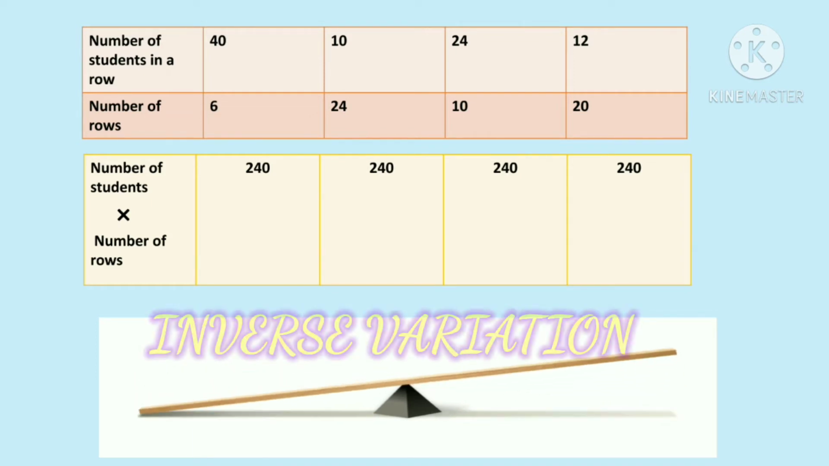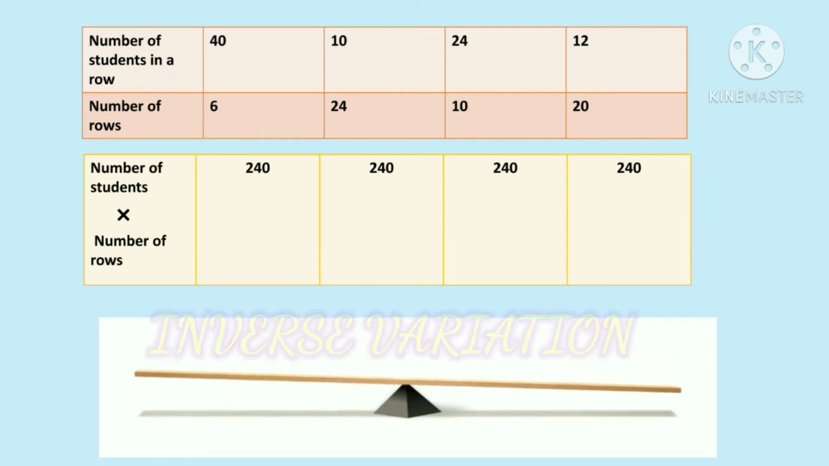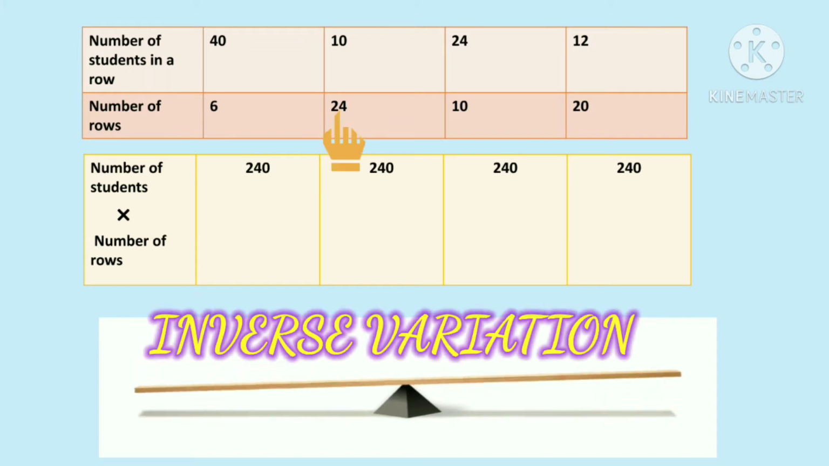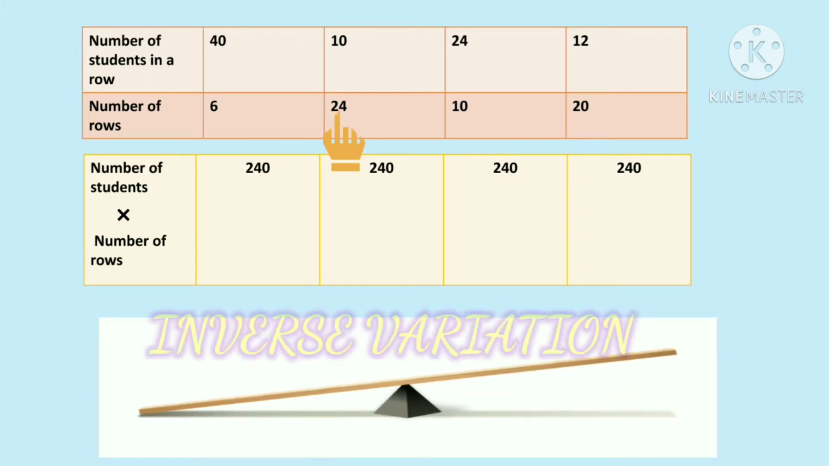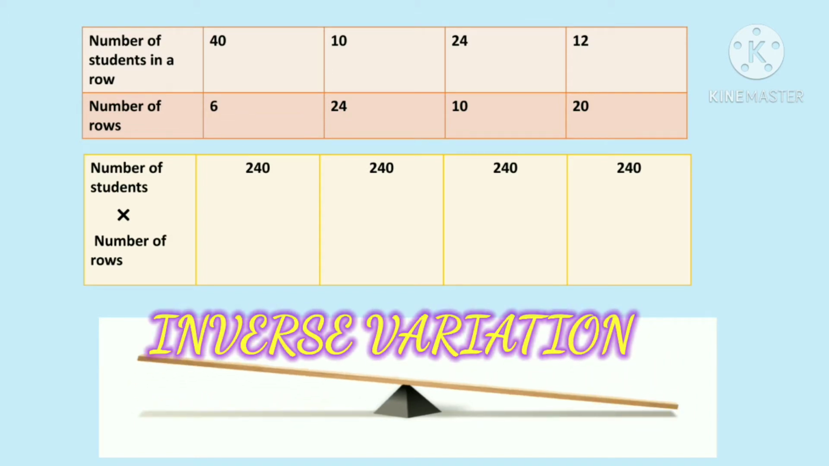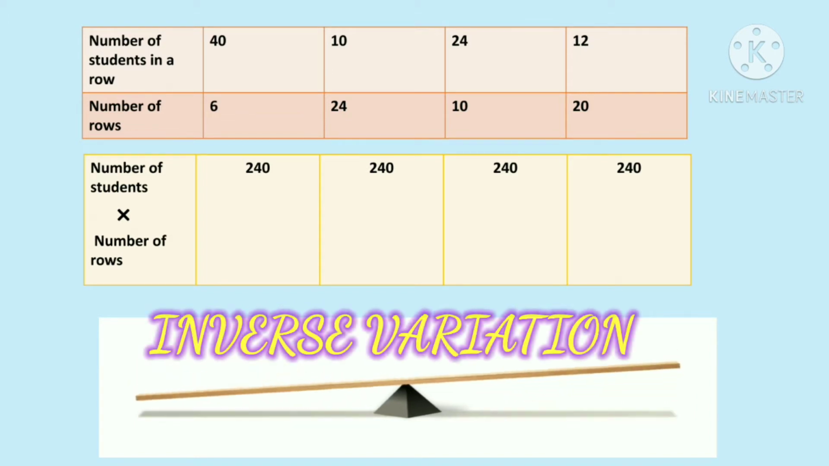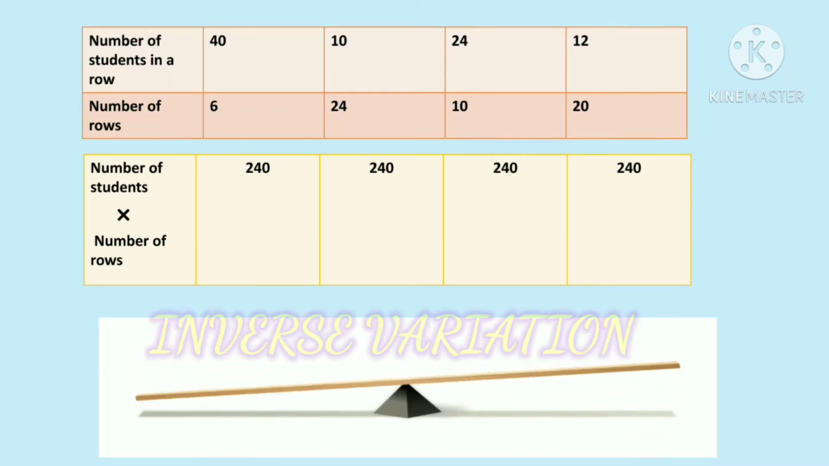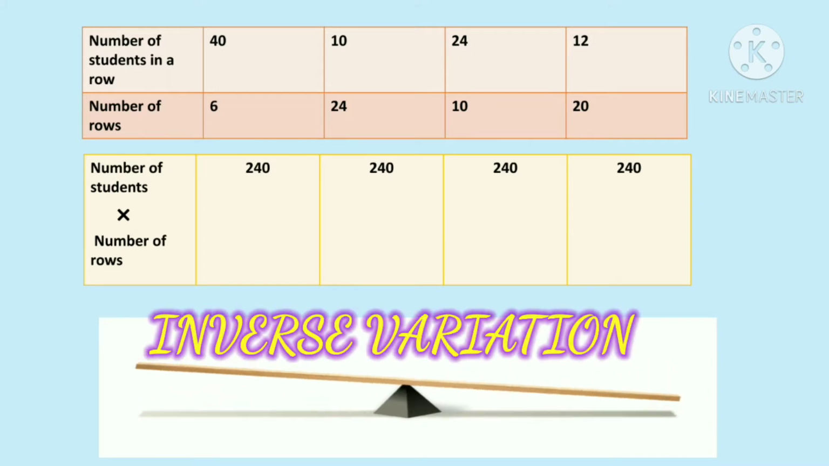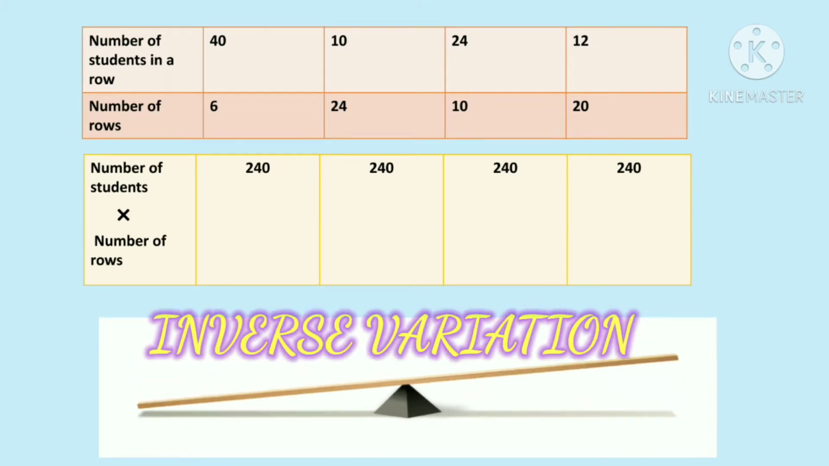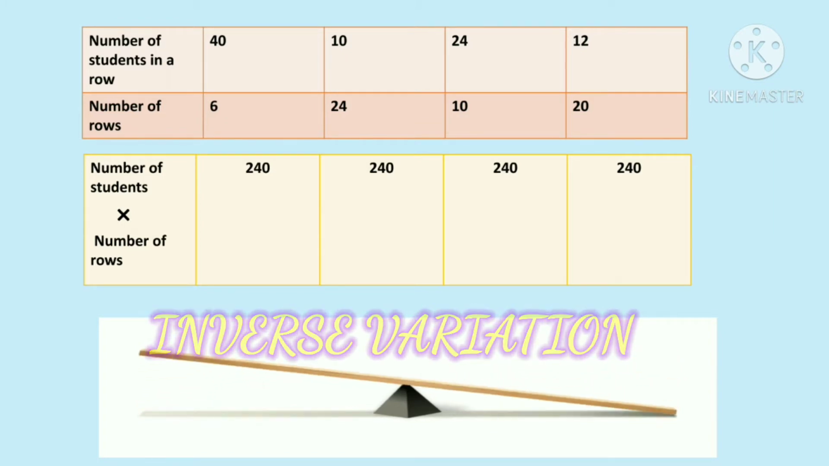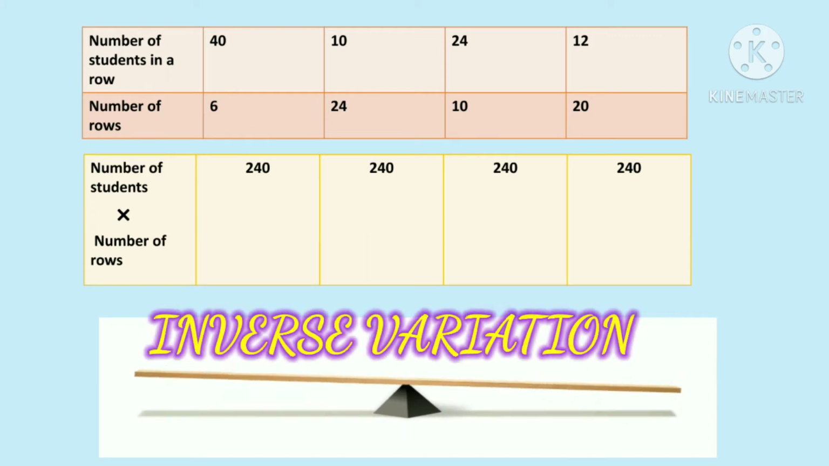If there are 240 students in standard 8, if we make 6 rows, then there will be 40 students in each row. Now, if the number of rows increases to 24, then the number of students decreases to 10. Here we see that when one quantity is increasing, then the other related quantity decreases. This kind of relation where when one quantity increases, a related quantity decreases is called an inverse variation.